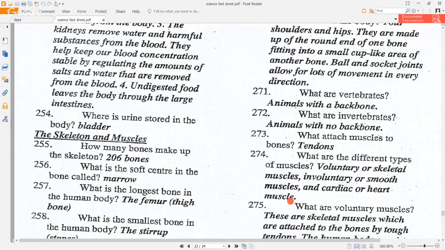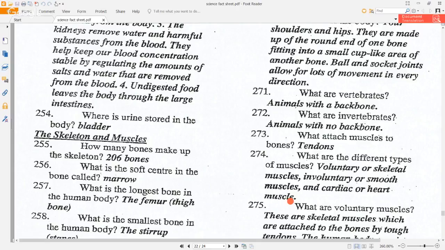Voluntary muscles are those muscles that you can control on your own. They are also known as skeletal muscles. So your biceps would be an example of voluntary muscles. Involuntary or smooth muscles, an example would be your alimentary canal. Those muscles work without you even thinking about them. And cardiac or heart muscles are found in the heart.